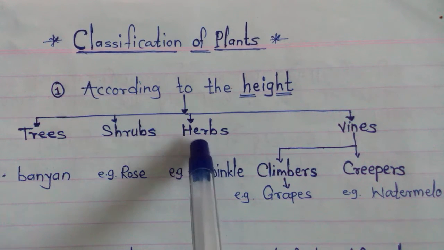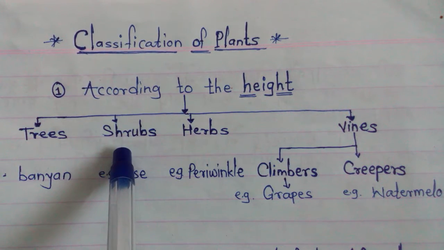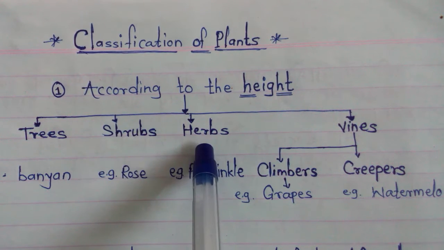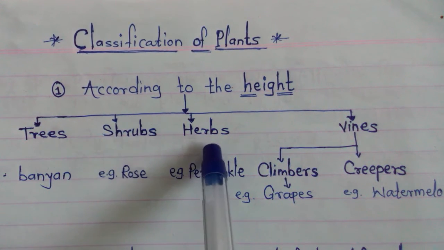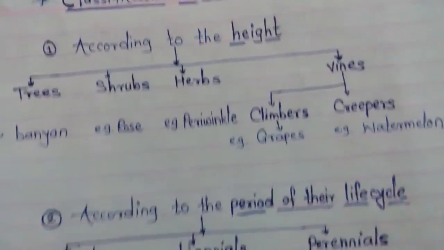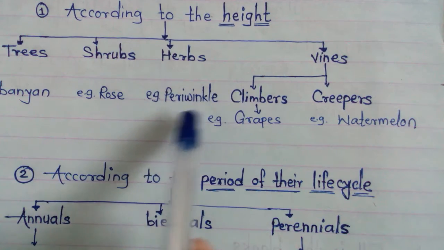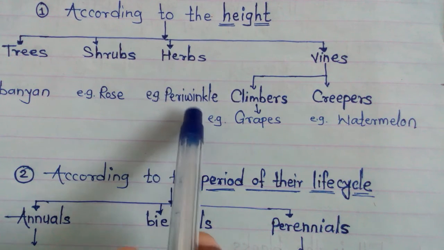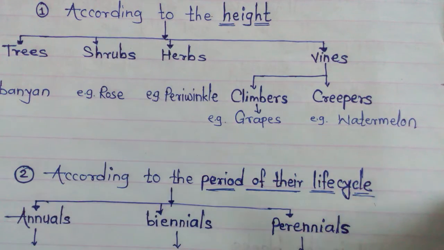Then the herbs. The height of the herb is shorter than the shrubs. And the stem is a little bit weak. The example is the periwinkle. This is an example of herbs.